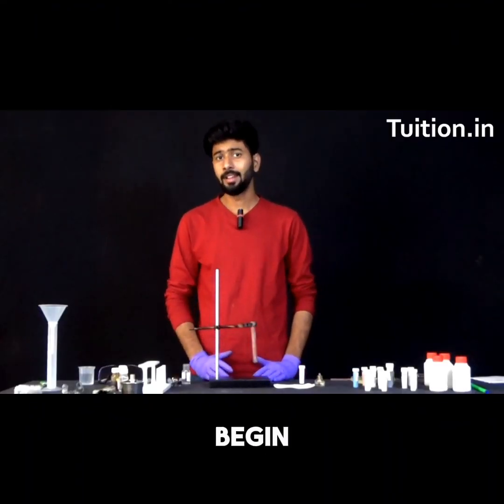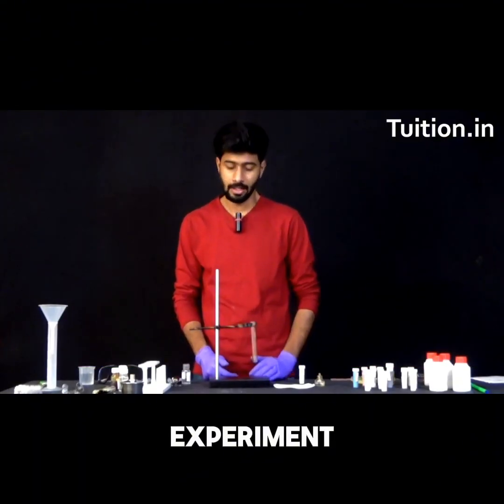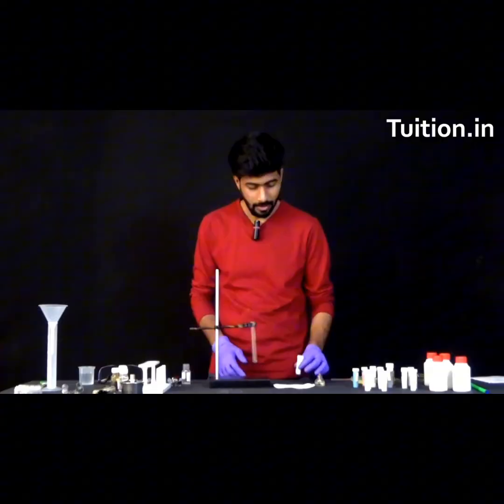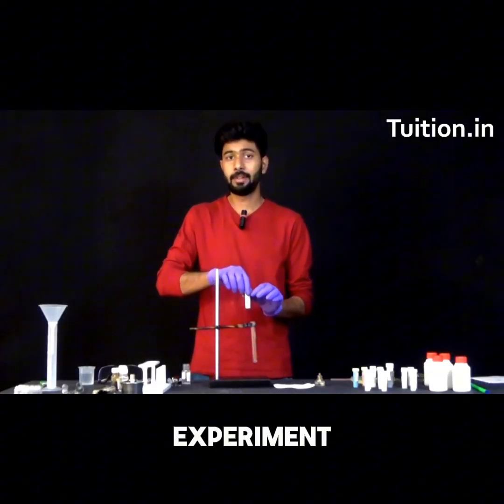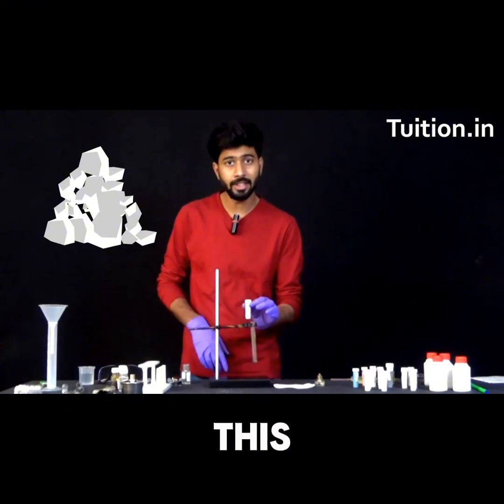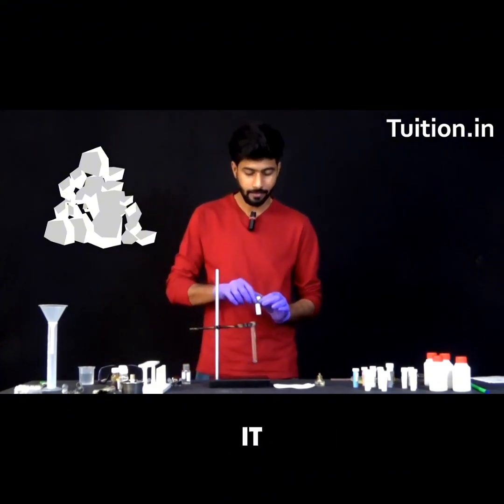So before we begin, let us see what all we would require in order to carry out this experiment. So we would require a dry test tube mounted on a stand. The major ingredient of this experiment for us is the ammonium chloride salt. We are going to burn this salt and produce two gases out of it.